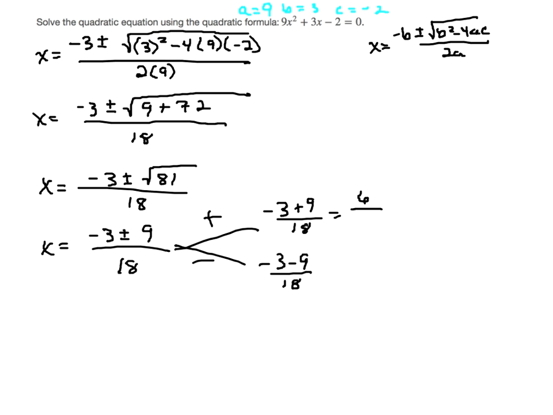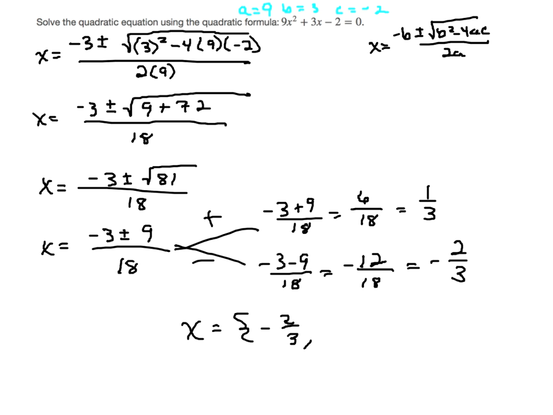-3 plus 9 is 6 over 18, which simplifies to 1/3. -3 minus 9 is -12 over 18. 6 goes into both of those, so that's -2/3. So x is equal to -2/3 and 1/3.